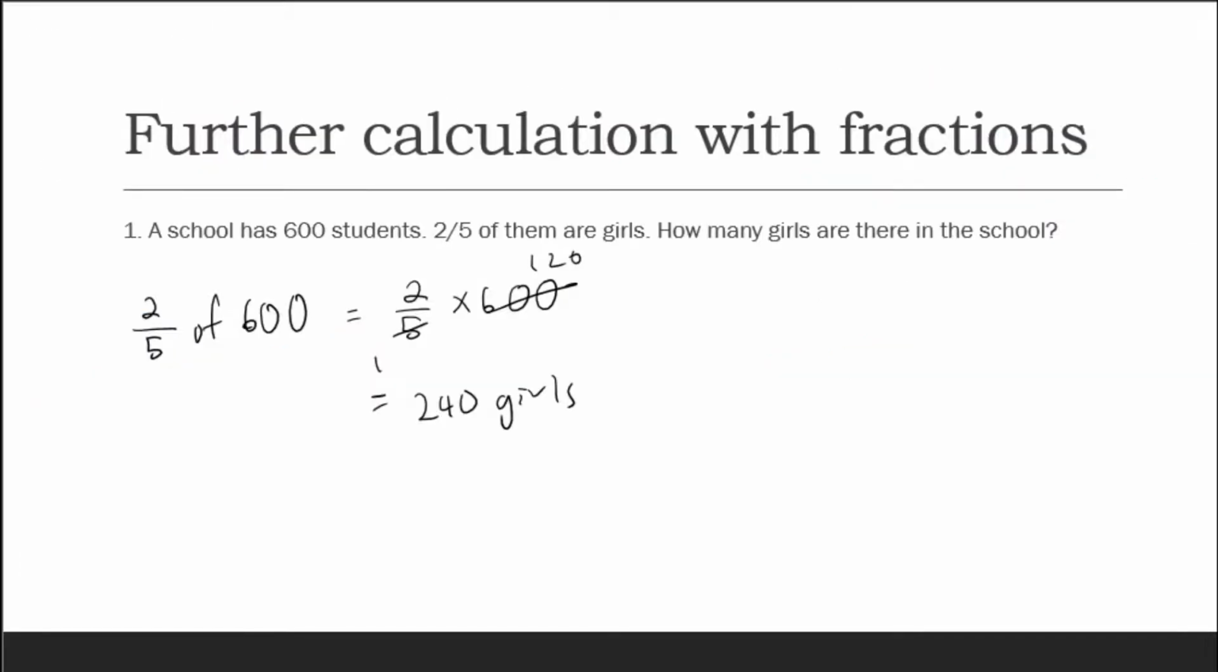Further calculation with fractions. A school has 600 students. 2 over 5 of them are girls. How many girls are there in the school? So 2 over 5 of 600 is 240. So there are 240 girls in the school.